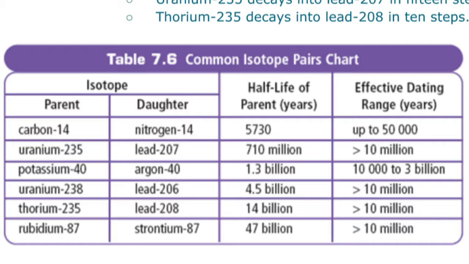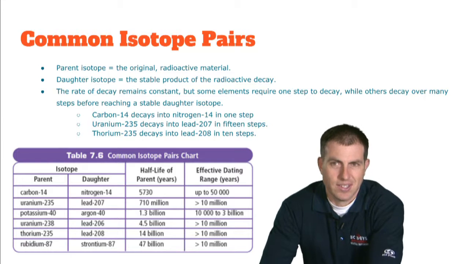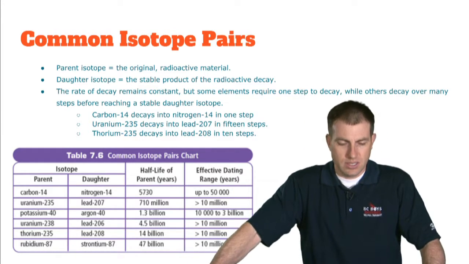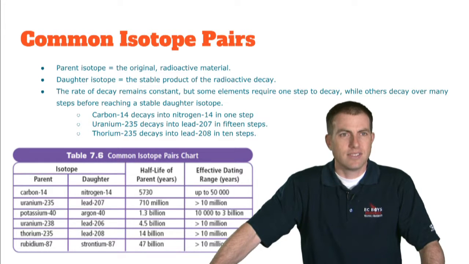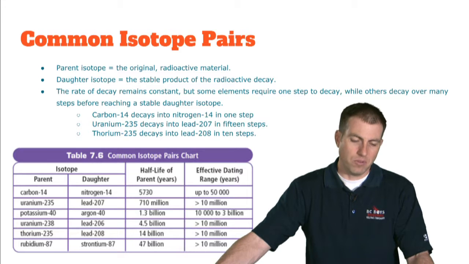How old is Earth and our solar system? Anybody have a date on that? Very, very old. Yeah, we're talking 4.5 to 5 billion years.